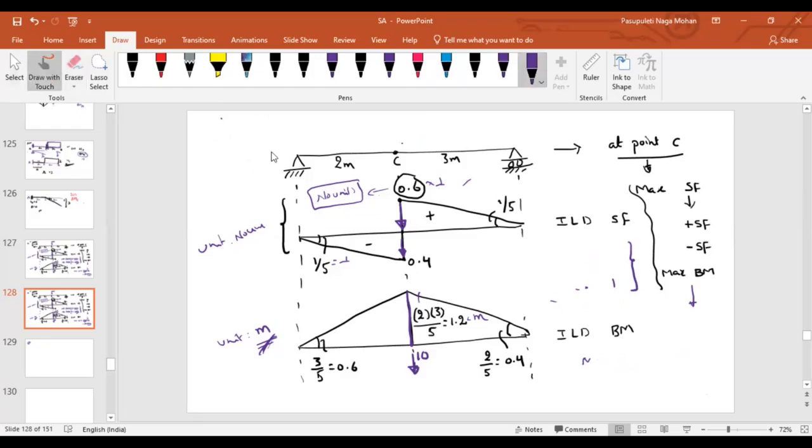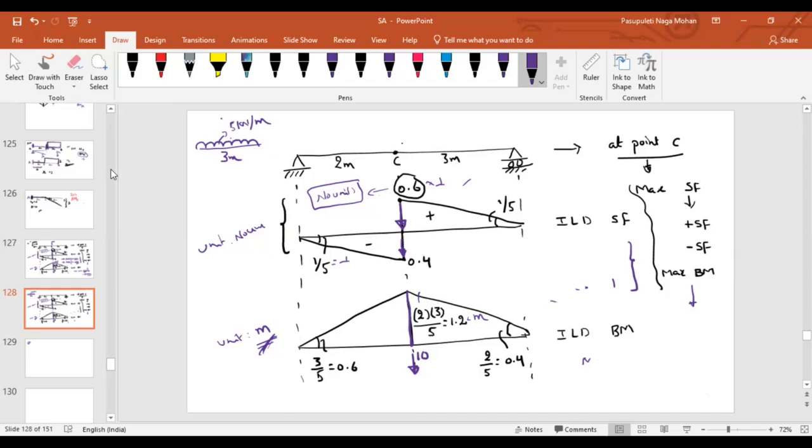Now, instead of a point load, let us imagine a UDL is moving over the beam. Five kilonewton per meter, 3 meter. Let us assume this, okay? Right now, I'm not talking about any special type of case, but I'm going to discuss this load only: 5 kilonewton per meter over a length of 3 meter.